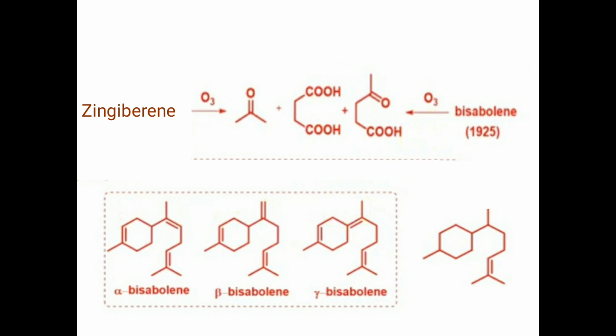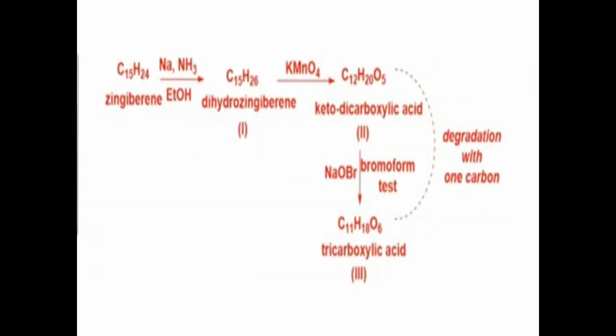So, right now we have the basic skeleton structure of zingiberene and the position of one double bond in zingiberene. So, the next target is to identify the position of conjugated double bonds. To identify these double bonds, a series of reactions can be carried out.